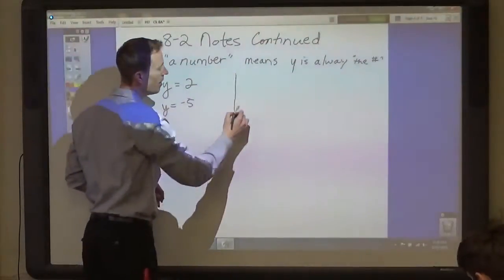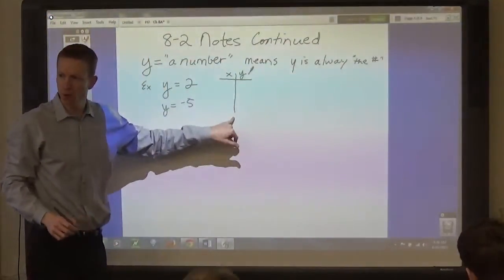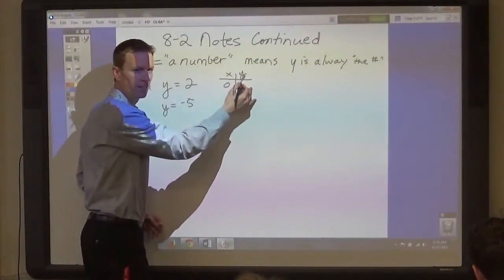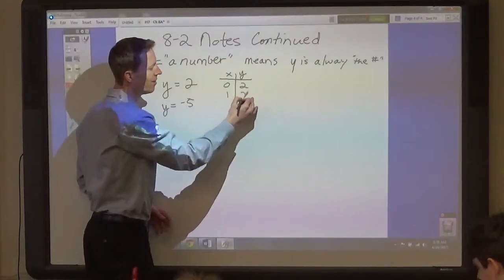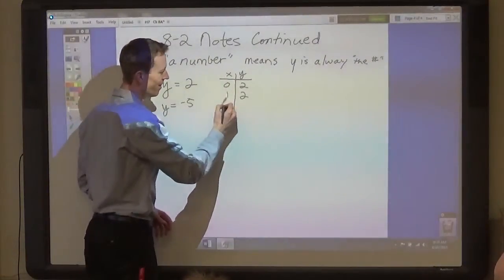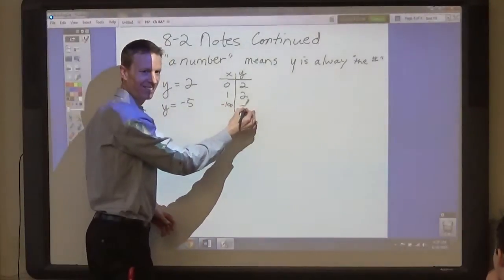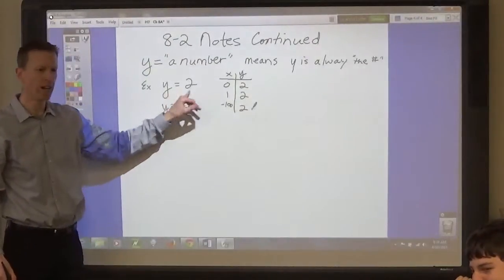That means if you were to make a chart for every value of x, when x is 0, y is 2. When x is 1, y is 2. When x is -100, y is 2. Y is always 2. That's what y equals 2 means.